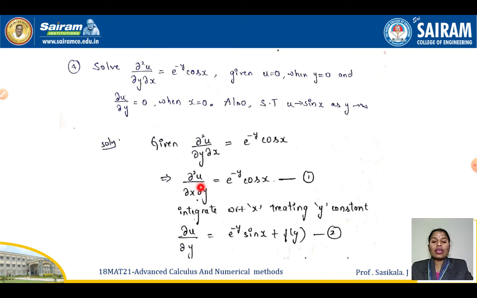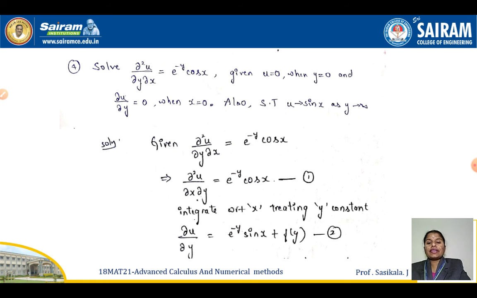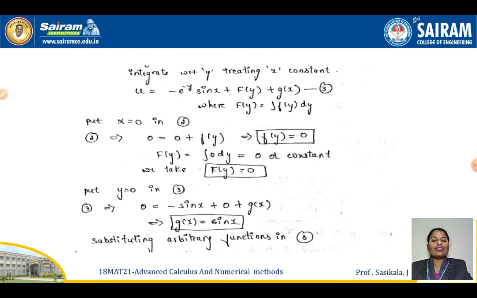Okay, so first, in equation number 1 for the given question, integrate with respect to x treating y as a constant. What will you get? Dou u by dou y is equal to e power minus y into sin x plus a constant f of y. Mark this as equation number 2. Again you can integrate, this time with respect to y. So u is equal to minus e power minus y into sin x, plus capital F of y plus g of x. What is your capital F of y? Integration of f of y dy.